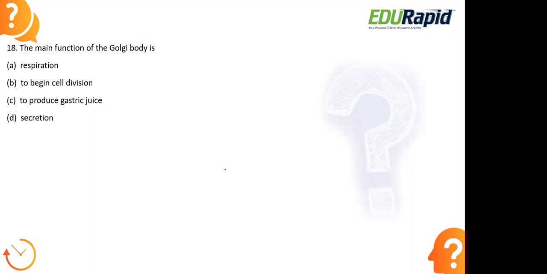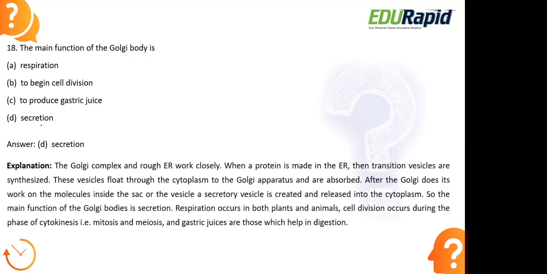Okay, let us look at the right answer here. The right answer is option D, secretion. The main function of our Golgi body, which is present in the cells, is to secrete.